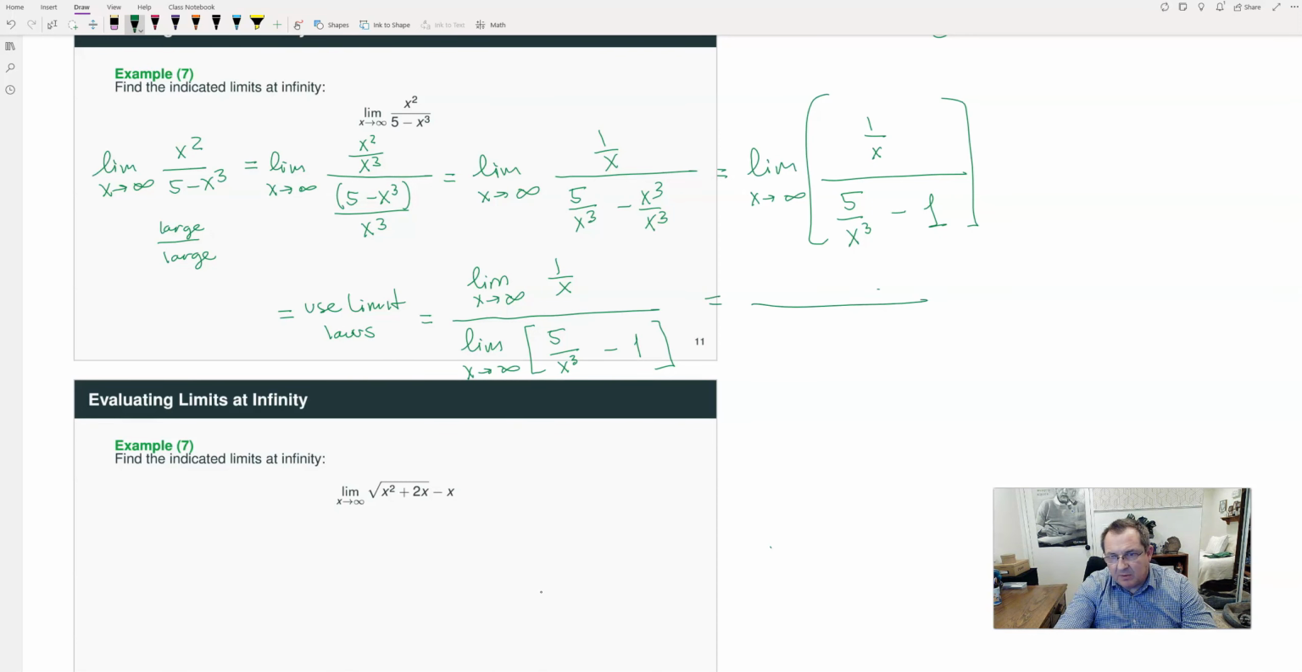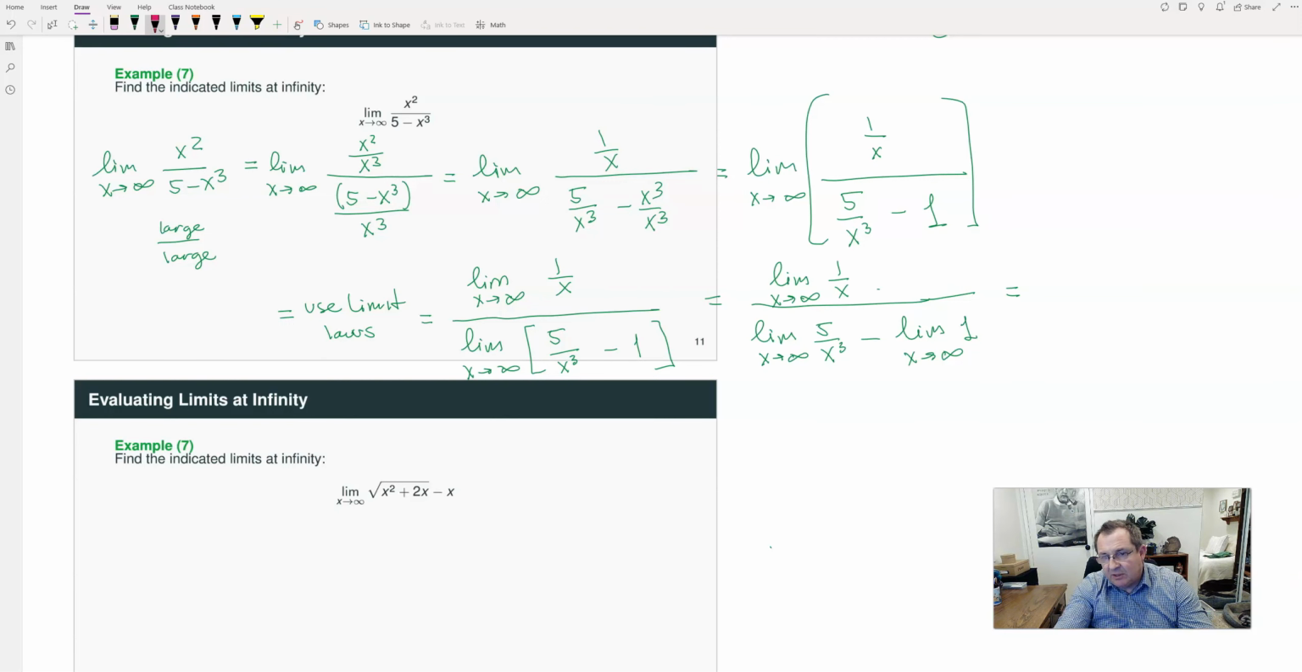Okay, one more step. I will copy the numerator, the limit as x goes to infinity of 1 over x. And in the denominator, the limit of a difference is the difference of the limits. So it's going to be the limit as x goes to infinity of 5 over x cubed minus the limit as x goes to infinity of 1. We are ready to make the final computation.